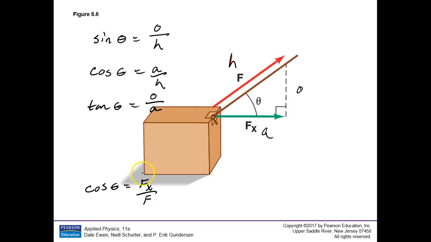So if we want to know what F of x is, you know what the force is. You want to know the force in the direction of the displacement. Multiply both sides by that force. The forces cancel out, and you have F sub x is equal to F times the cosine of theta.